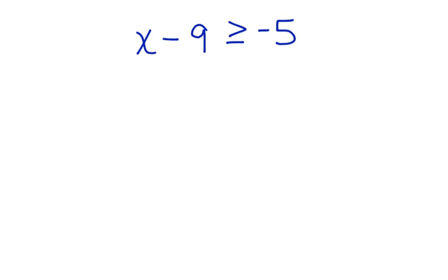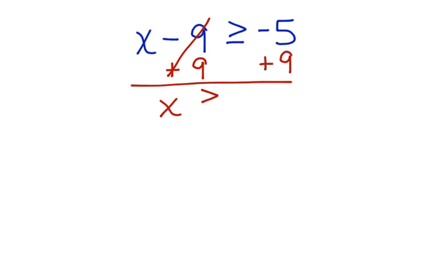Here's another one. x minus 9 is greater than or equal to negative 5. We use the inverse operation to get rid of the minus 9 by adding 9 to both sides. Bring down the x. These cancel. x is greater than or equal to 4.